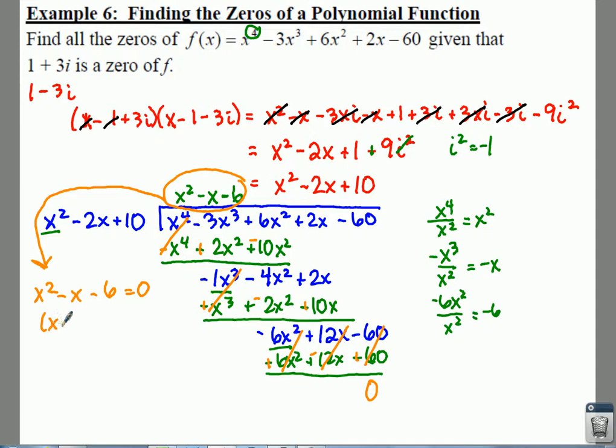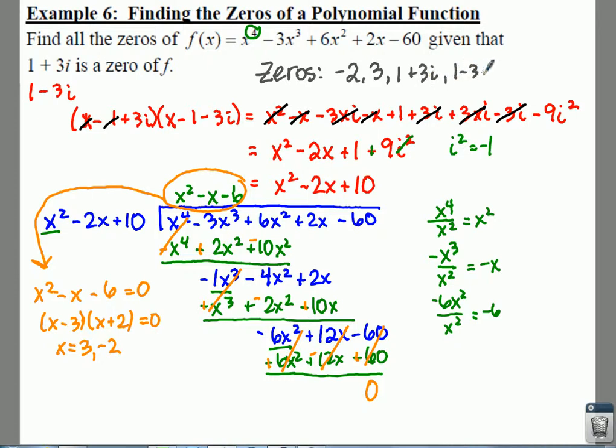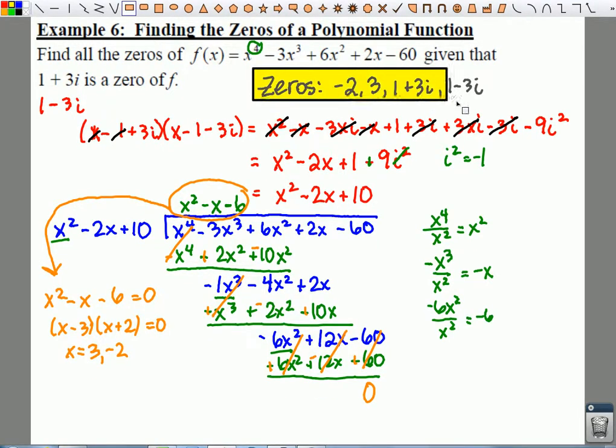So if we factor this into x minus 3 times x plus 2, that's going to give us x equals 3 and x equals negative 2. So if we want to list out all of our zeros, you should have 4. You have negative 2 and a positive 3, those are your real zeros. You have a 1 plus 3i, and then you have a 1 minus 3i. So that's probably going to be the most difficult problem you do just because there's a lot of work. So make sure you save yourself plenty of space on your paper.